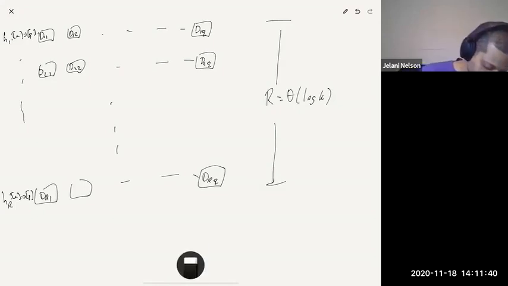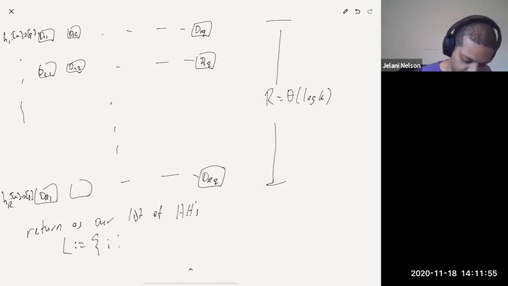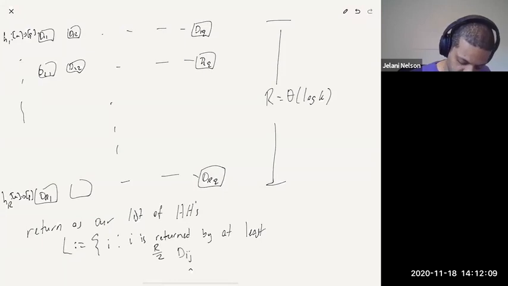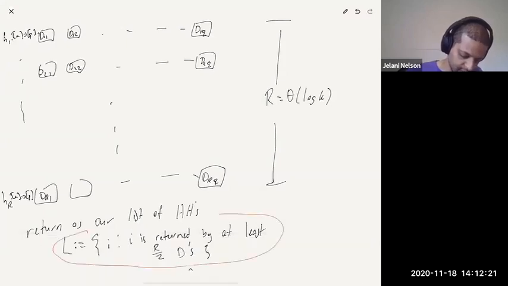And then I'll return as our list of heavy hitters L, which is defined to be the set of all i such that i is returned by at least, let's say, R over 2 of the D's. I'm already using i. Okay, so that's the reduction.